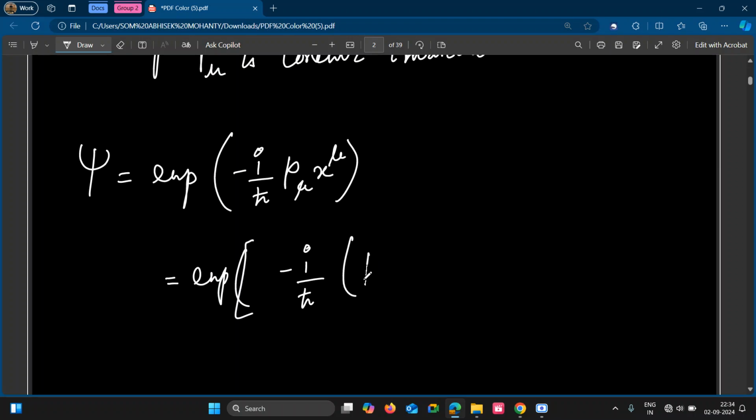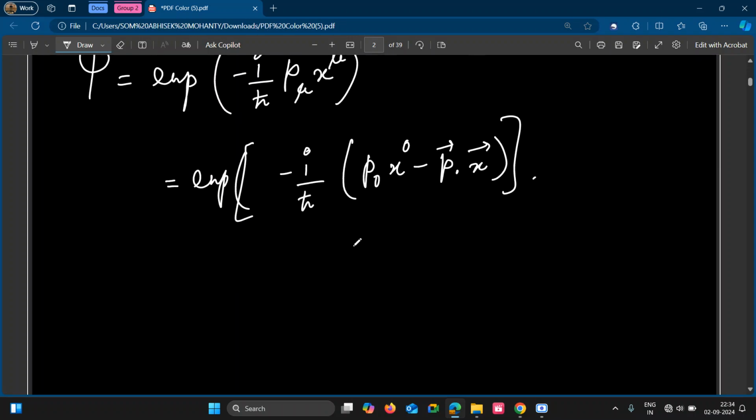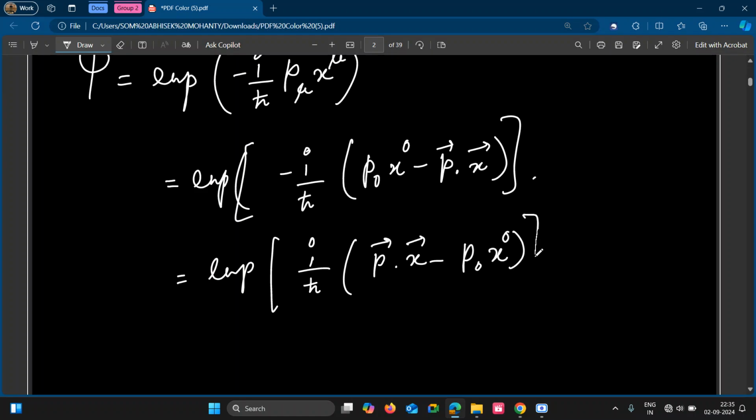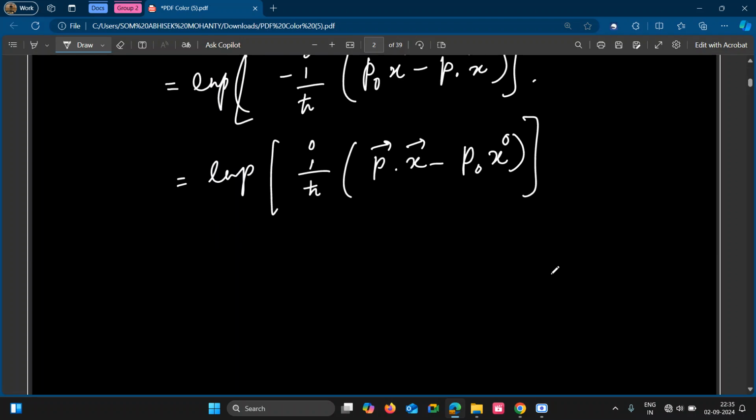I can write p0 x0 minus p1 x1 minus p2 x2, those things. So I can simply write this as p vector dot x vector, right? So I can take the minus inside the exponential. Let's take the minus inside: i by h cut, p dot x minus p naught x naught.